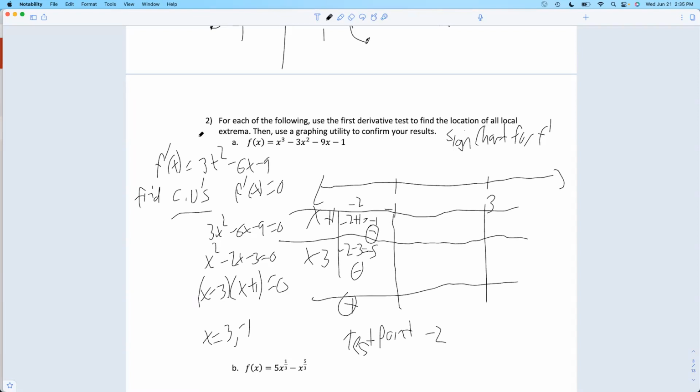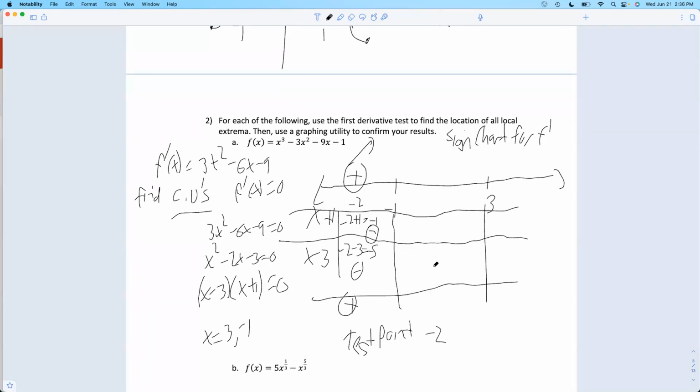So this function right here, the derivative, is positive in this entire region. So positive everywhere back here. Positive derivative means the original graph is increasing. Okay, what about in this region?